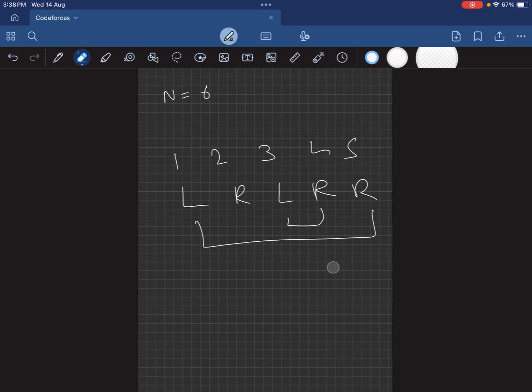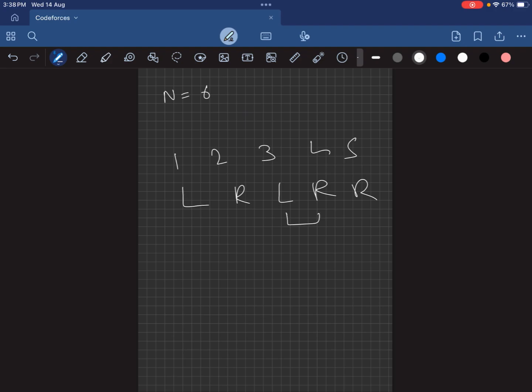So you can see that it will be wiser to choose a smaller, closer L and R first. Okay, but can we do something better? So we will use the two pointer method over here.